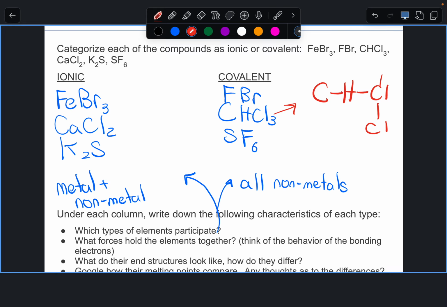So that's where we're headed in this chapter: how can we describe their structure, and how do we know what they look like? Because this molecule actually looks like this. The carbon's in the middle, the hydrogen's on one side, and then the 3 chlorines are spaced around it, okay? But how did we know that? How did we get to that point? And how do we know that those are single bonds? Why isn't that a double bond? How do we know when we're going to write a double bond in? So that's where we're headed.